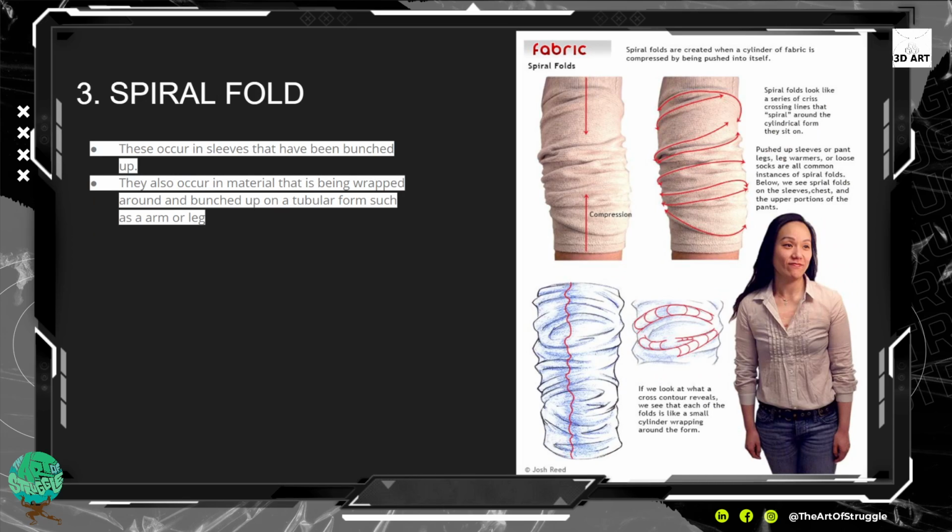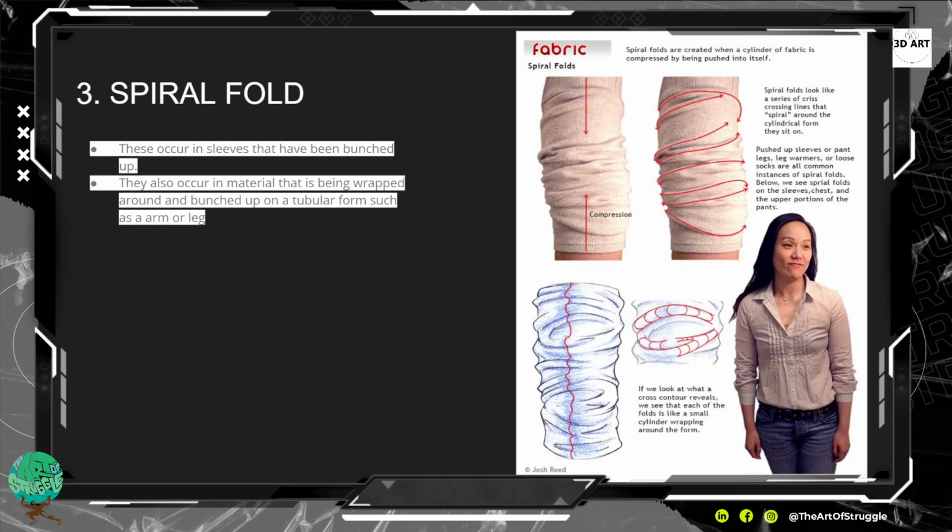Now spiral folds, all right, these occur in sleeves that have been bunched up. They also occur in material that is being wrapped around and bunched up on a tubular form such as an arm or a leg, right? And that's why I said you're going to get multiple of these sometimes in one sculpt. So you might have zigzag on the back, and then the rest of the folds around are kind of like a spiral fold. So you're mixing and matching some of these depending on the situation that you're in, right?